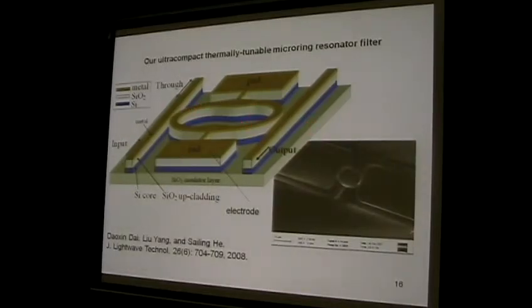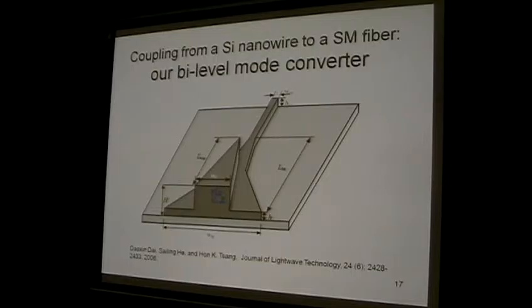We can also use this for a ring resonator, because the ring resonator uses silicon, and we can make this metal layer an electrode to heat up the device and make it tunable. For the ring resonators we can do that, and this ring can be very small. On the other hand, with these kinds of nanowaveguides, the challenge is how to couple light from a conventional single mode fiber to these nanowaveguides and the device, and also couple out to the single mode fiber, because these things are mainly used for optical communication purposes.